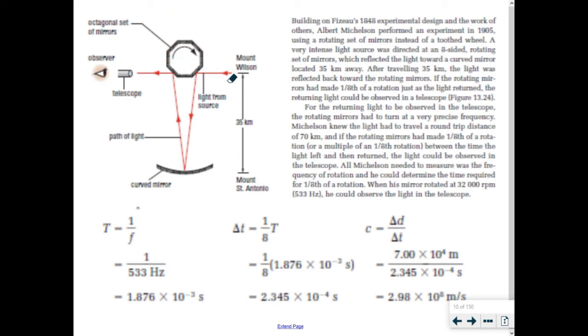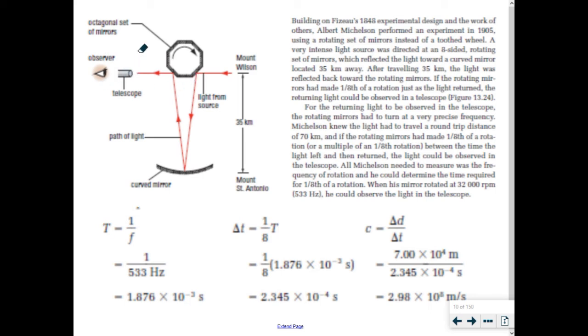But light has to come in from Mount Wilson, hit this edge right here. It has to go there and back. In the time that it's gone there and back, this edge right here has to be perfectly now in this spot right here. If it's slightly ahead or slightly behind, the light's not going to bounce at the right angles. Does that make sense? And so if he can set this up, then he sees light in his telescope.